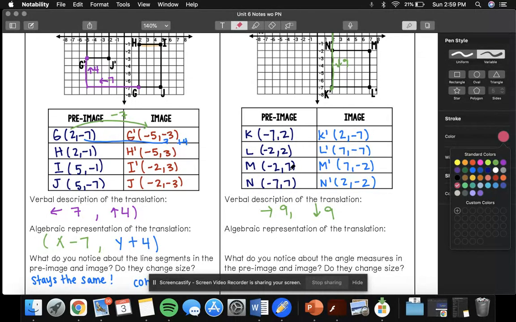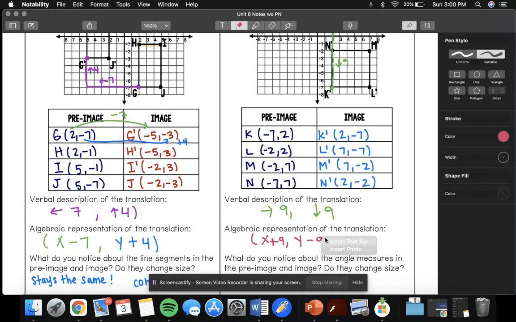Okay. Algebraically, to go right 9, we need to take our x coordinates and add 9 to it. For our y coordinates, we have to go down 9. So to go from 2 to negative 7, we would have to go down 9.